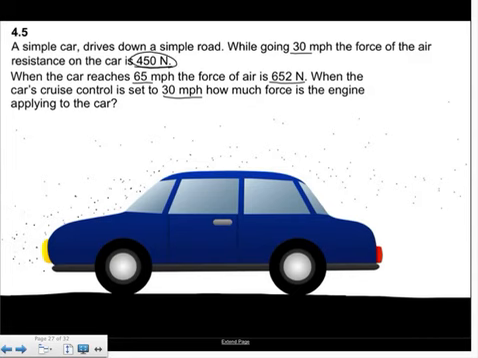How much force does the engine need to apply to the car to keep moving at a constant velocity, to make sure there's no acceleration, either negative or positive acceleration, to simply keep the net force on the car to be 0? Well, let's look at this problem.